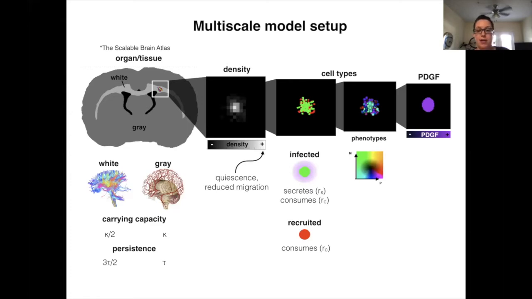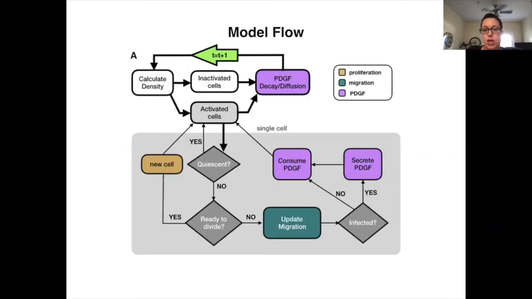We can define density on a larger, coarser grid, and as the cells get dense in a certain area, the cells will then go into quiescence and reduce their migration. Then for each cell type, you've got these infected cells that are secreting but also consuming Pdgf, and these recruited cells that are just consuming Pdgf. And we can observe the Pdgf and the phenotypes. And this is the way that the model flows here.